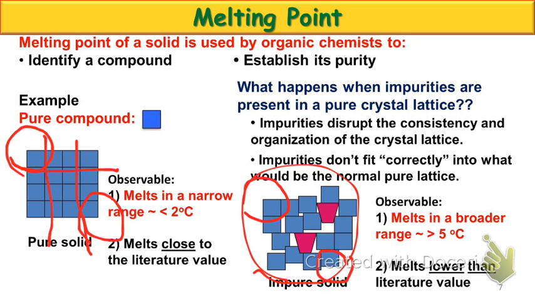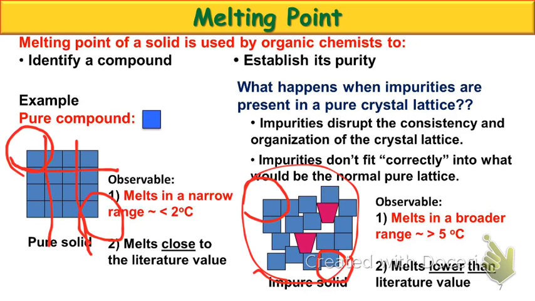Okay? When we add an impurity, it destroys the crystal lattice, and it weakens all of those forces. So what happens to our melting point value? It goes lower. Okay? Everybody likes to say lower. I don't quite agree with that.